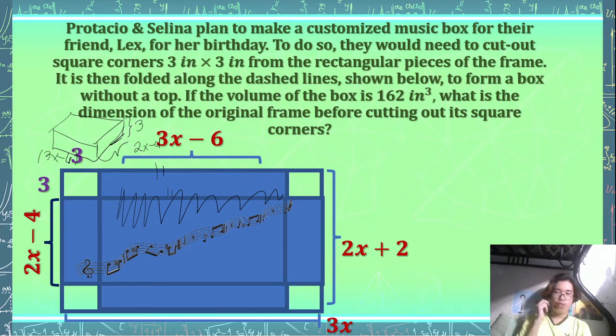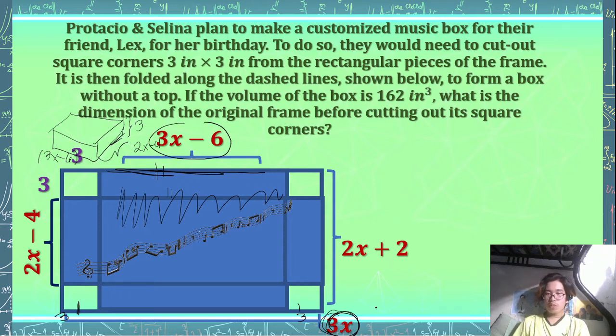Why did it become 3x minus 6 when the entire length is equal to 3x? It says here that this is 3. So what's 3 plus 3? That's going to give us 6, right, guys? That's why this part here became 3x minus 6, because we subtracted the 6 inches from the top cover to get this part, which is 3x minus 6.